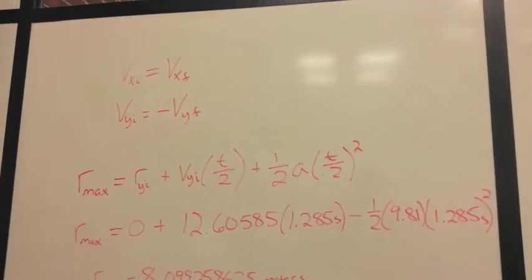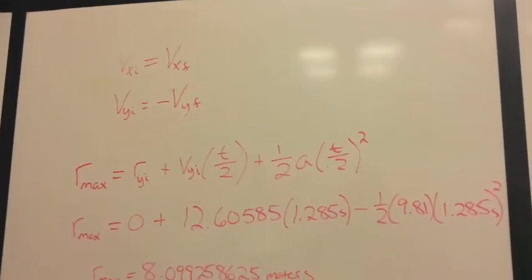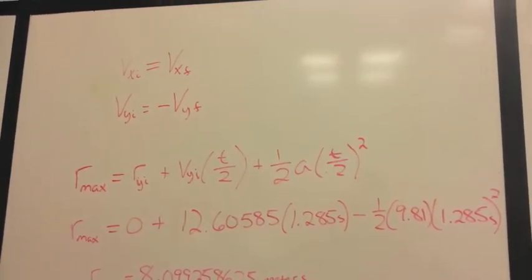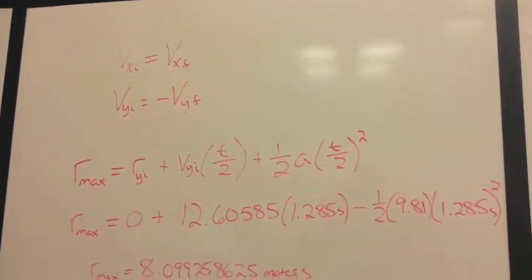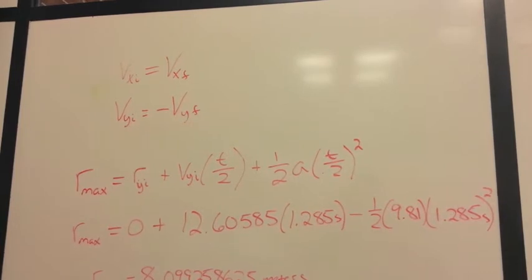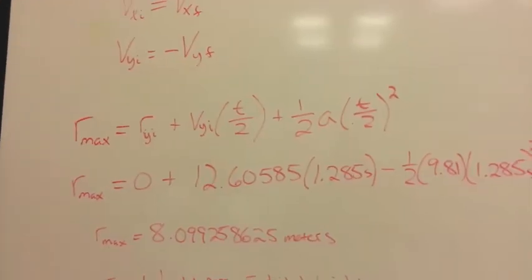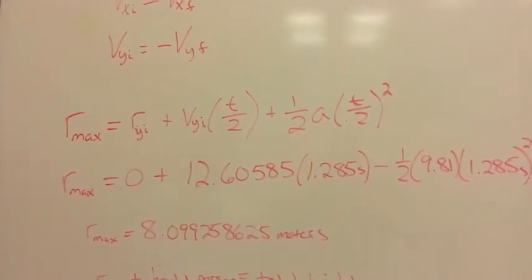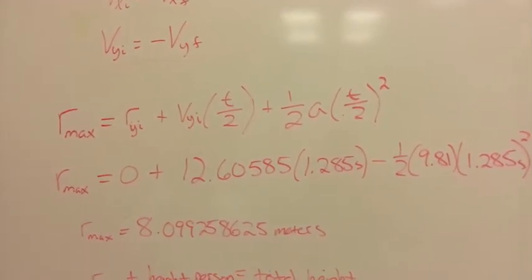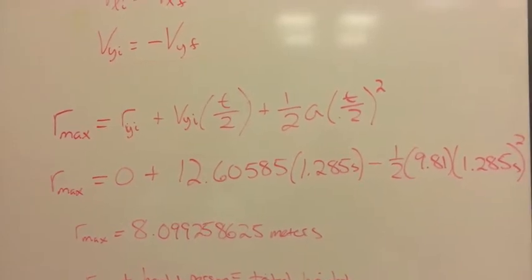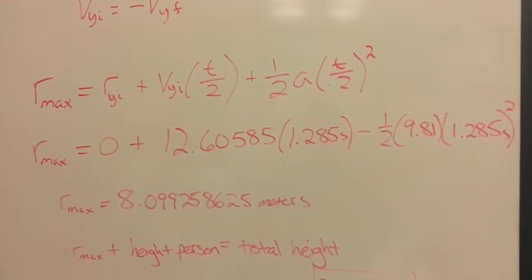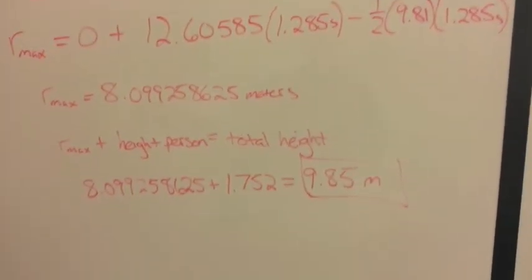We know that the initial velocity in the x is equal to the final velocity in the x because there is no acceleration in the x direction. We also know that the initial velocity in the y is equal to the negative final velocity in the y. The equation shown here will give us the maximum height that the ball traveled. Half the time the ball traveled, it will be at its highest point. We can solve that the maximum height is 8.09926 meters. We can also add on the height of the person throwing the ball.